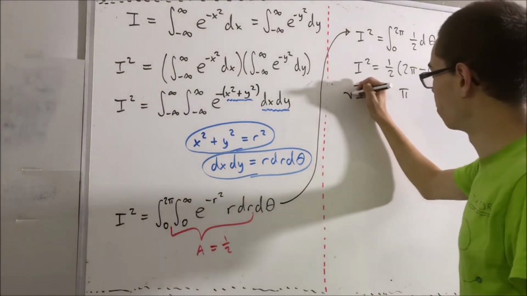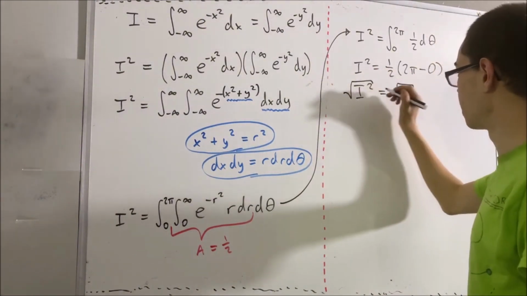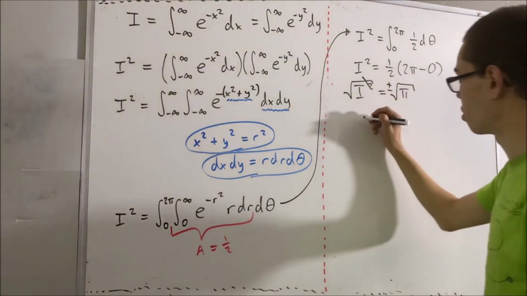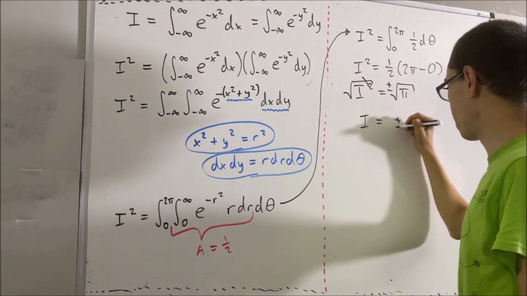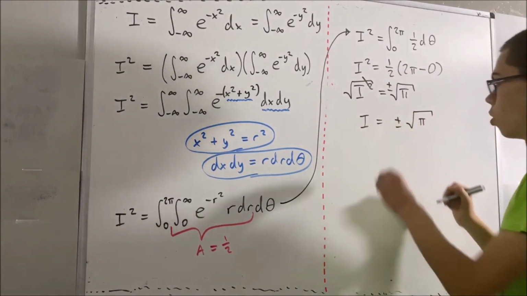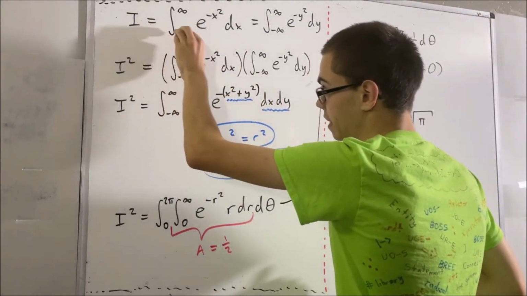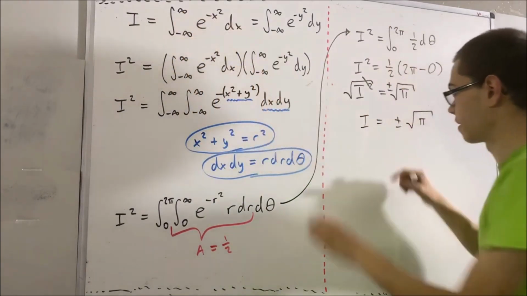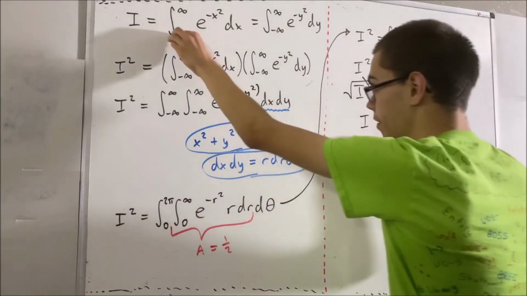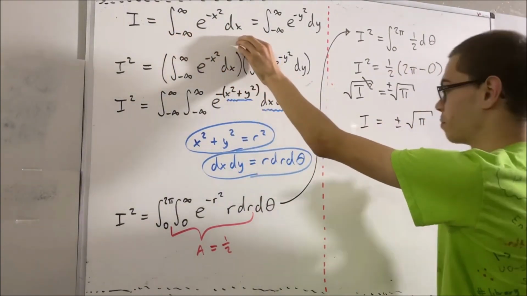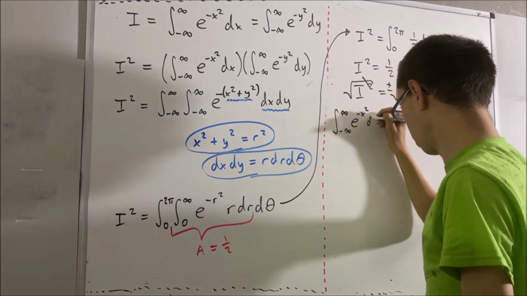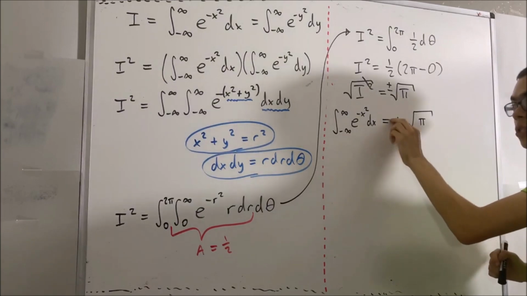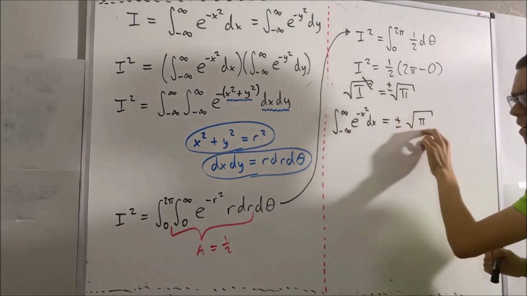But if we take the square root of both sides, we know that the square and the square root cancel out, and we get a plus or minus. So I is equal to plus or minus the square root of pi, or I, better known as the integral from negative infinity to positive infinity of e to the negative x squared dx. So I'm going to replace I with the integral that we were trying to evaluate in the first place. So this integral is equal to plus or minus the square root of pi.